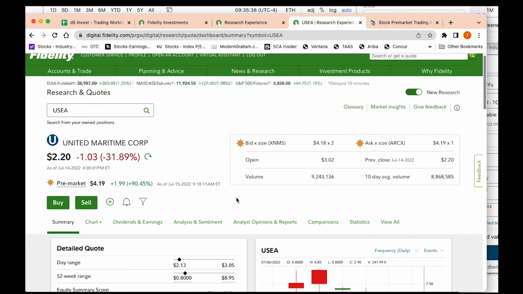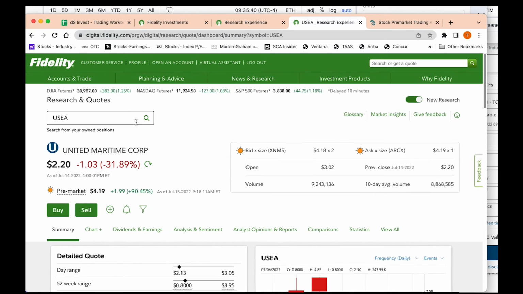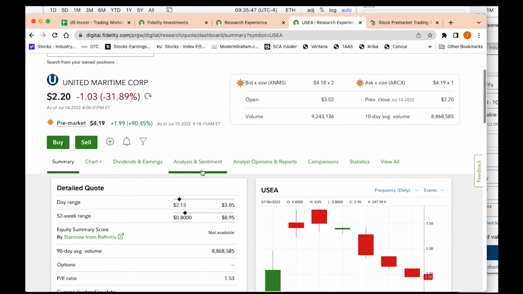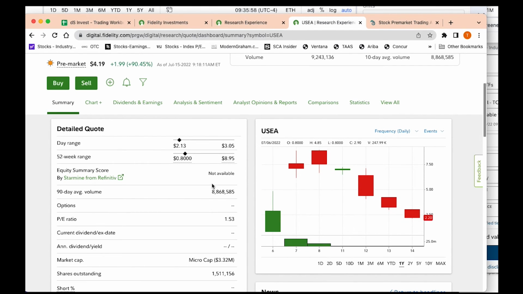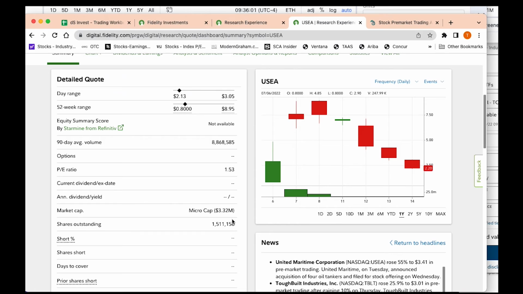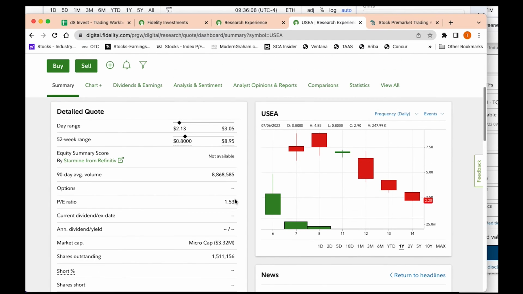But for now, I'll just show you that I come over to the search field. I type in the ticker for the stock. I look at the research and quotes information. I like to look at high relative volume. For me, that means a high session volume. For example, 9.2 million shares here over the 90-day average, in this case 8.8, over the shares outstanding. So that equates to high relative volume, which means there's a lot of interest, a lot of activity in this stock.